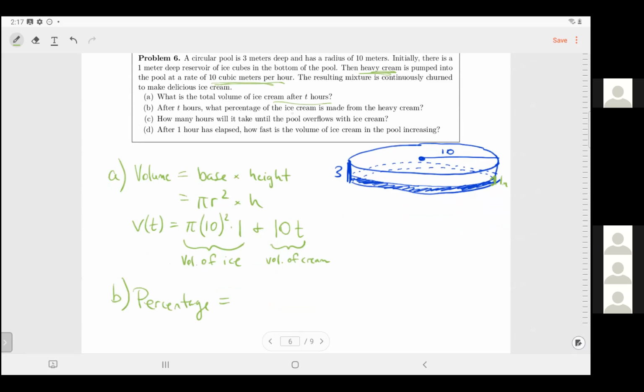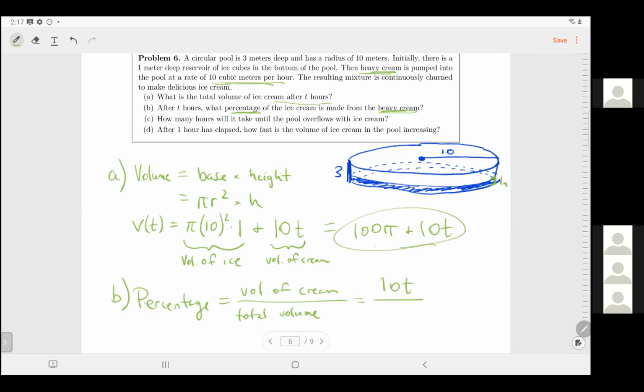Awesome. So if we're asking about the percentage, times that's 100? Yeah. If you work that out, that's 100 pi plus 10t. Okay. So the percentage is just going to be the volume of cream over the total volume of ice cream at that time, which is, okay, we already highlighted what the volume of cream was. And the total volume is just our answer from before.